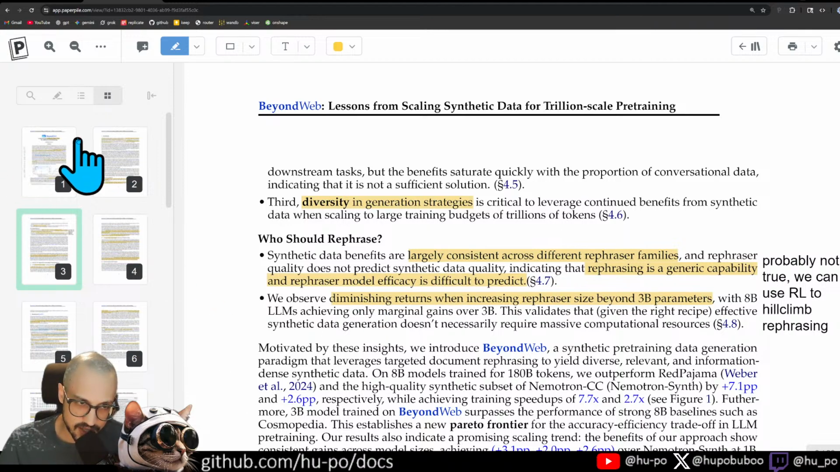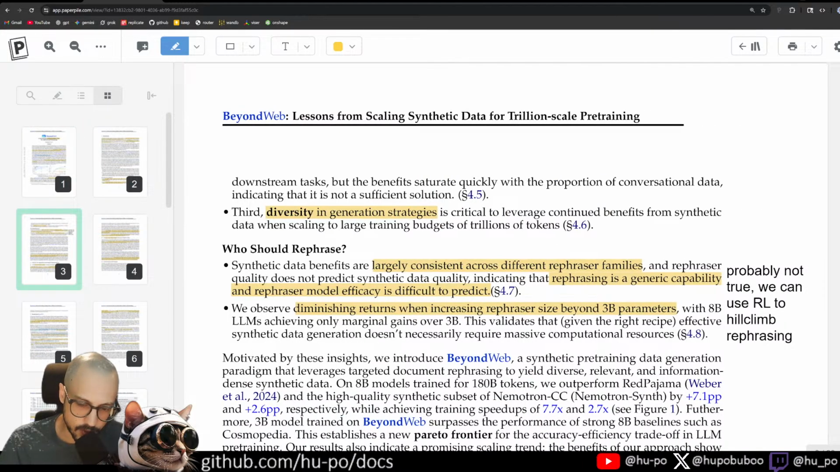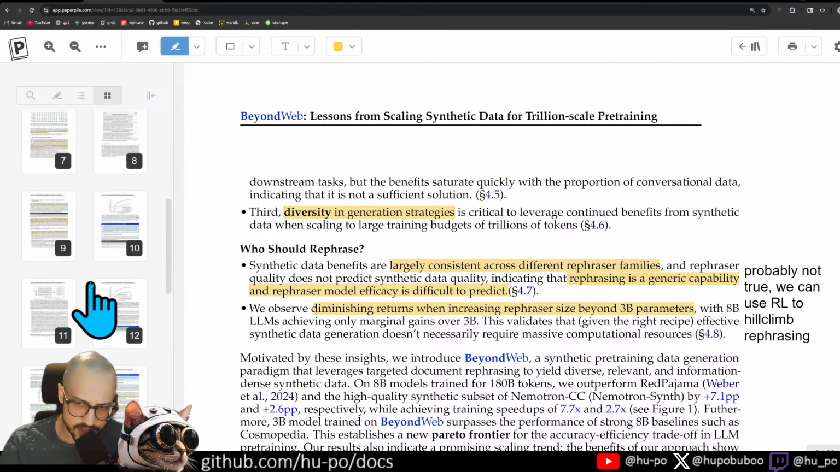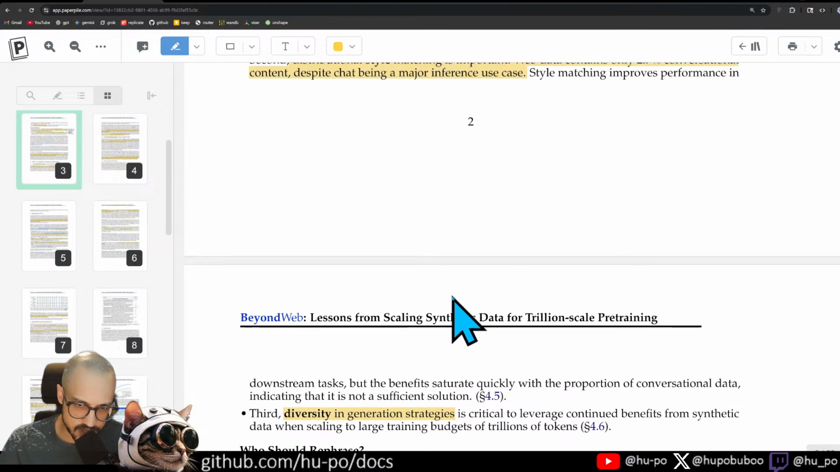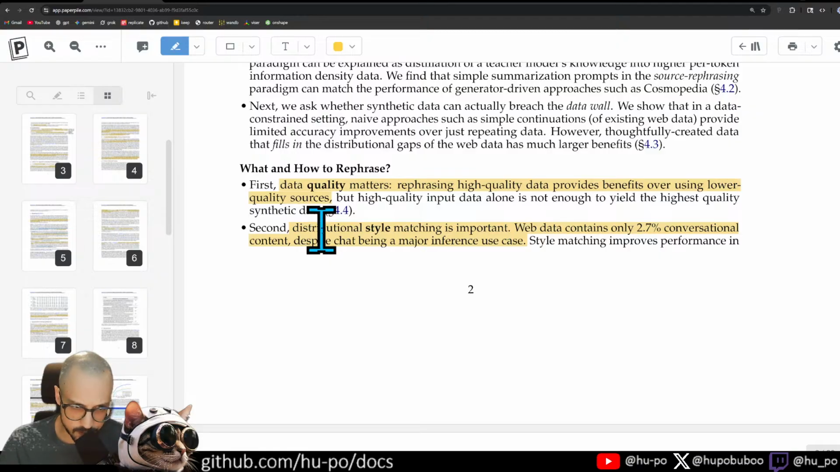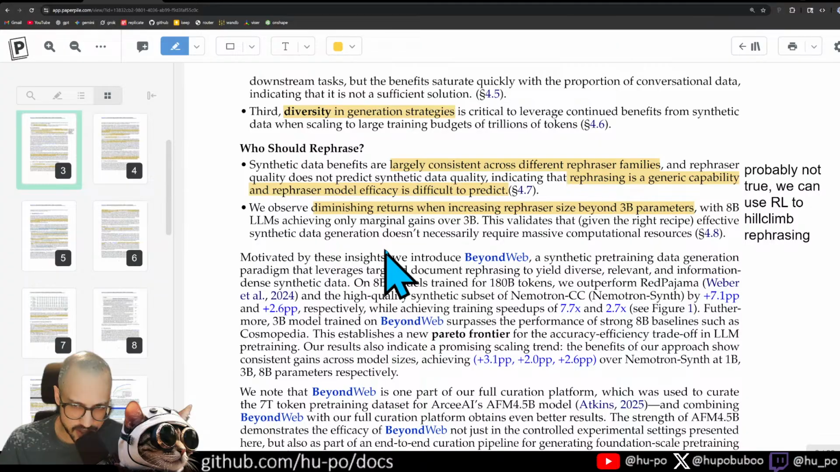So this was a finding in this paper that I didn't necessarily agree with, and we're going to get into it later. They have a whole section on this, but they found that for the size of the model that they use for this rephrasing, converting the blog post about dinosaurs into a conversation about dinosaurs, it doesn't actually matter. You can use an 8B model and a 3B model, and they both are about the same in generating a variant of your original seed data that is effective in improving the intelligence of the model that you train on it, right?